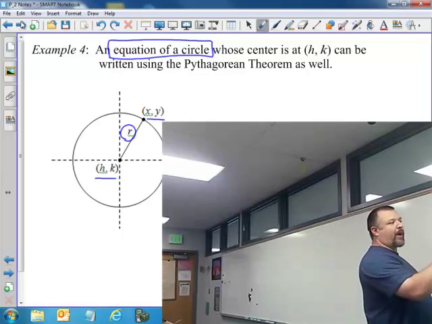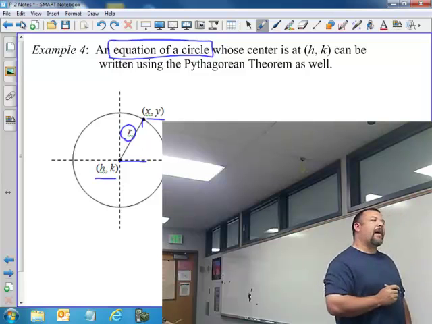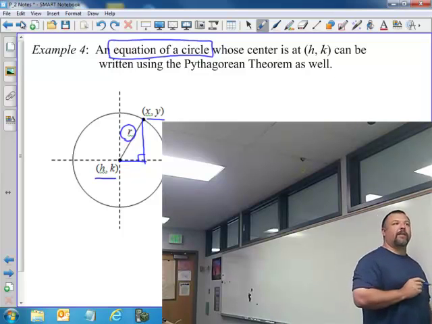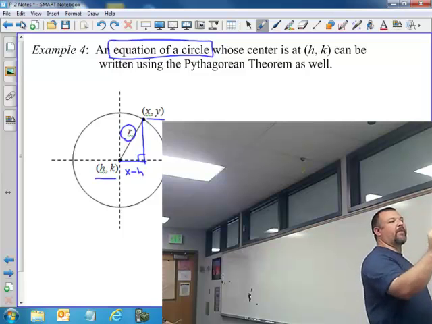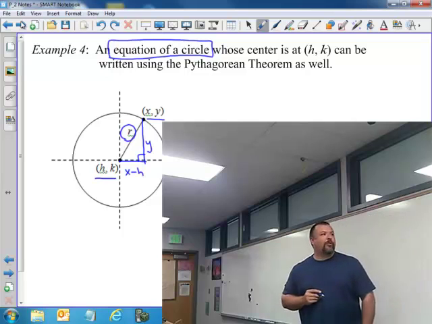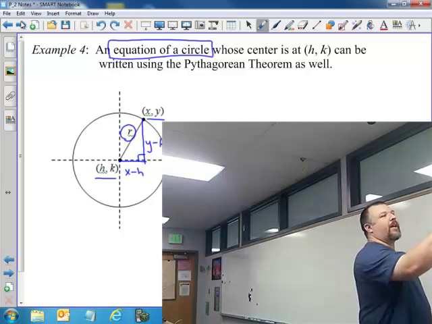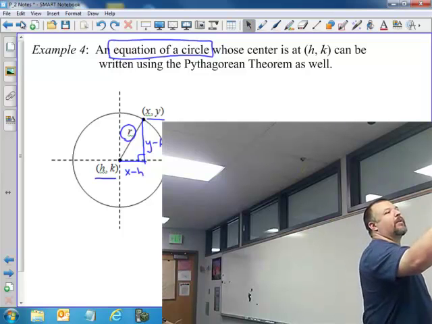So again, Pythagorean theorem, we need a right triangle. So we can make a right triangle just by simply doing this. And if we follow what we did before, don't we know the bottom of that right triangle? The bottom of this right triangle is x minus h long, and the right side of this is y minus k. I believe it's called the altitude. Altitude, there we go.